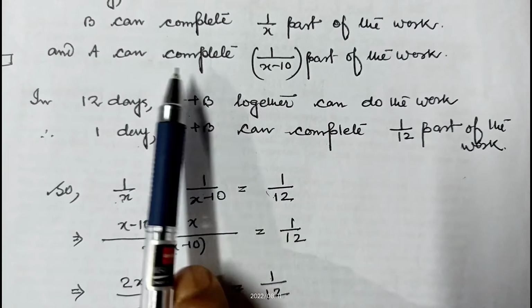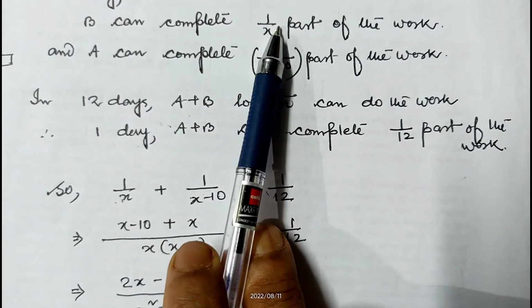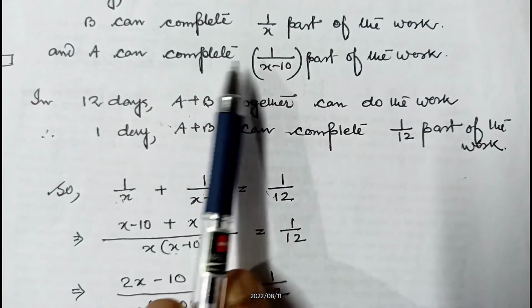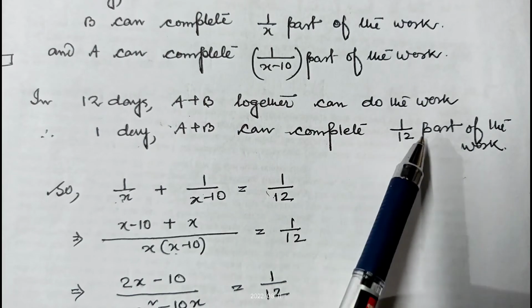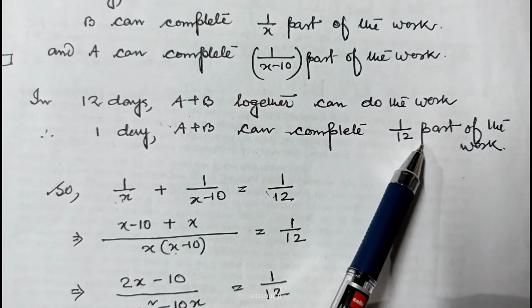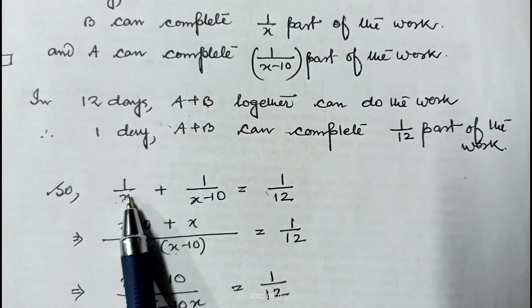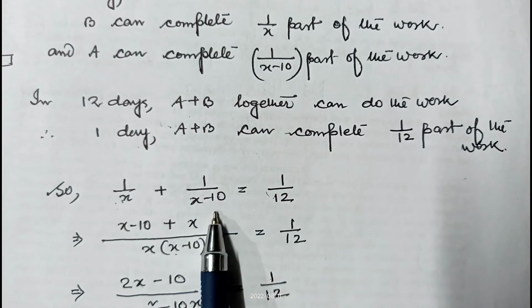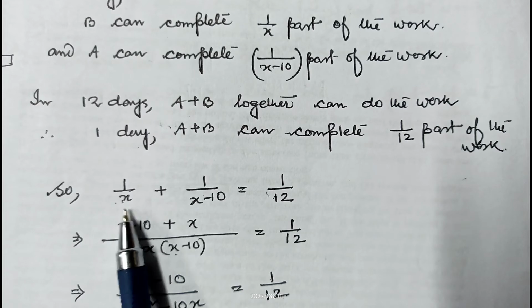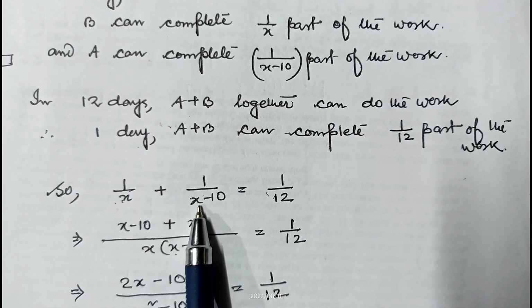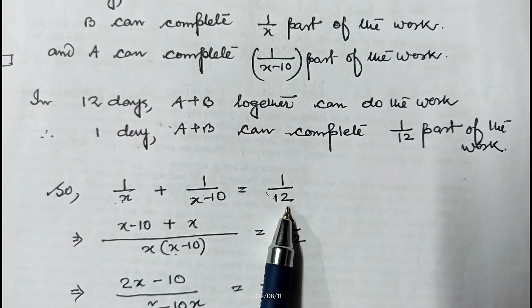Now in 1 day B can do 1 by X part. In 1 day A can do 1 by X minus 10 part, and together in 1 day they can complete 1 by 12 part of the work. So 1 by X plus 1 by X minus 10 equals 1 by 12. This is the work done by B in 1 day, this is the work done by A in 1 day, and this is the part completed by A and B together in 1 day.